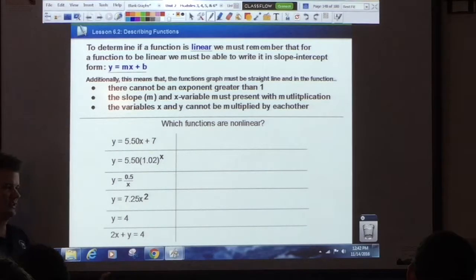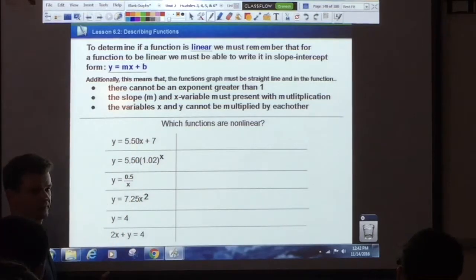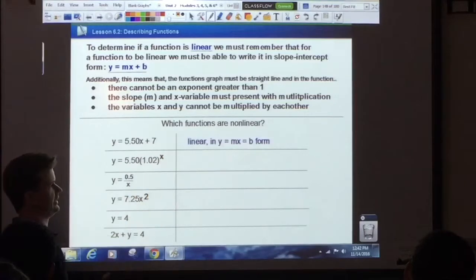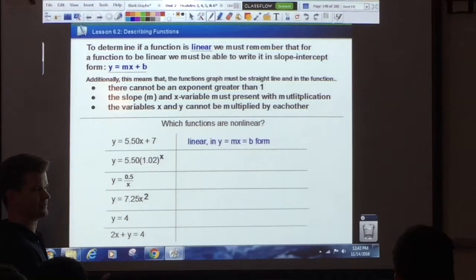So we'll go through these as a class just to save time. Do we think this is linear? Yes or no? Yes. There's no exponent greater than 1. It's in slope-intercept form. That is linear. You can just write linear or nonlinear. You can always write in the rest of this later. Okay? All right. The next one. What do you think? Linear or nonlinear?